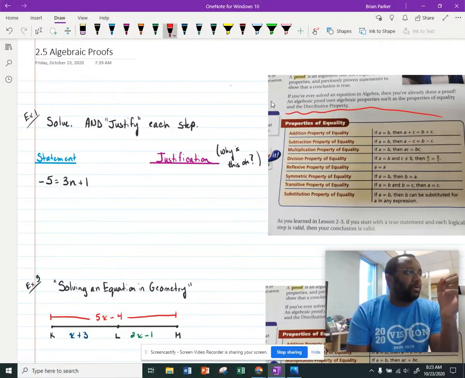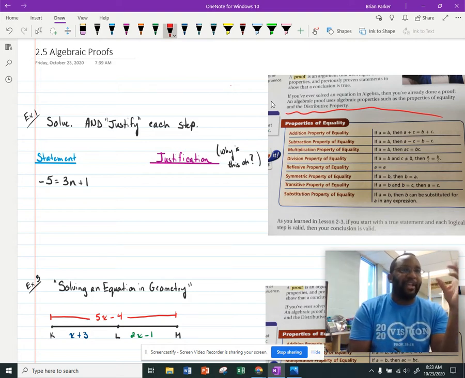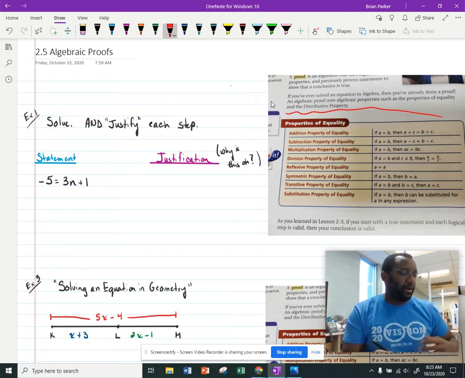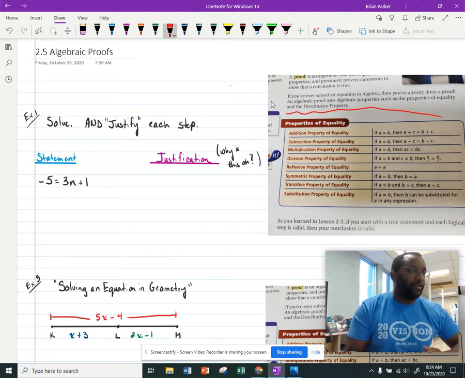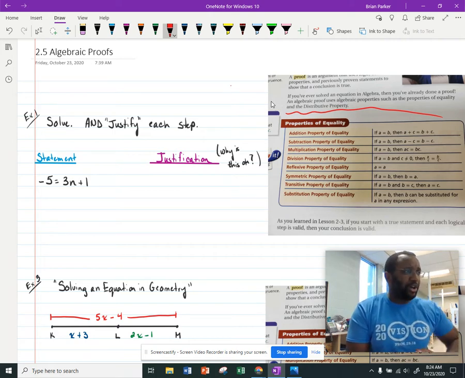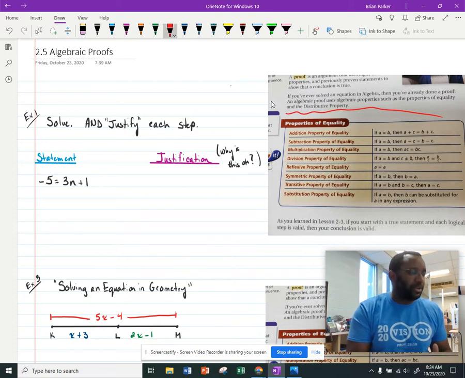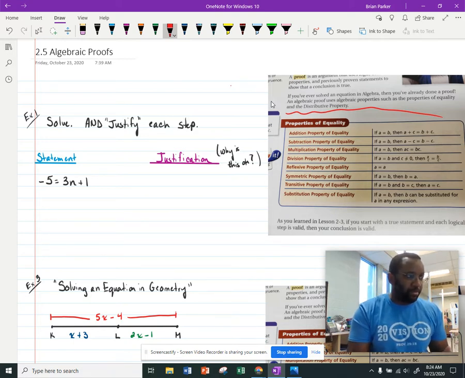All right. So when we're talking about proofs, that means proving why it is okay to make the steps you made, and proving why it is okay to say if this then that. That's where all those conditional statements and biconditional statements came in. Now we're going to apply it to math. So let's do something basic that we've done before, and let's solve an equation. The equation is -5 equals 3n plus 1.